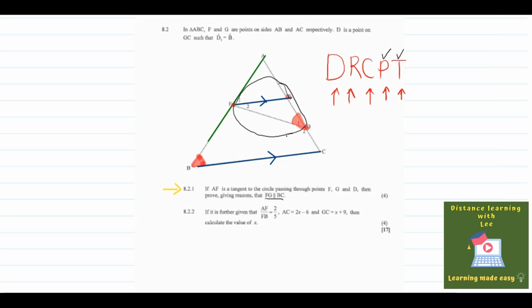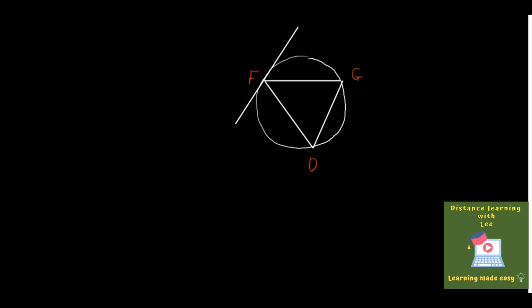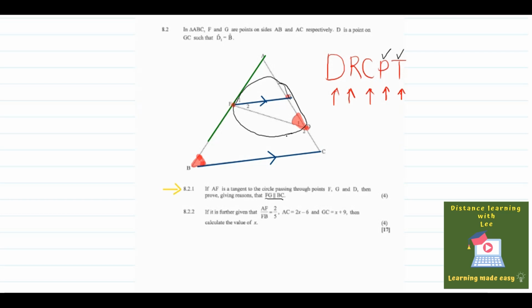So we are told that AF is the tangent of the circle, and that circle is passing through the point F, the point G, the point D. So that's how our circle is passing through the points. So I've basically done that here, okay? So the question is asking us to prove, giving reasons, that the line FG is parallel to the line BC. So how can we prove that these two lines are parallel?